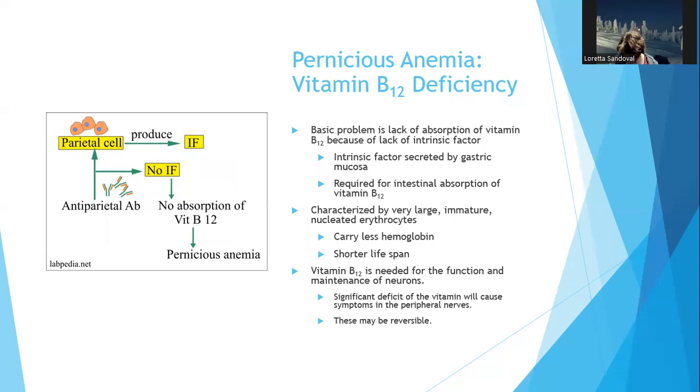Pernicious anemia is also known as megaloblastic anemia. It's a vitamin B12 deficiency. It's characterized by large immature nucleated erythrocytes. Those are the megaloblasts. That's why they call it megaloblastic anemia. Pernicious anemia results from a deficit of folic acid, vitamin B6, or vitamin B12.